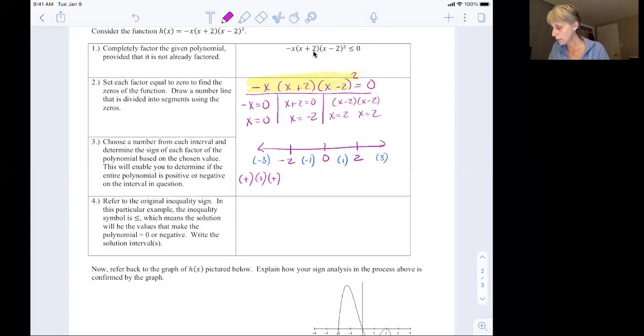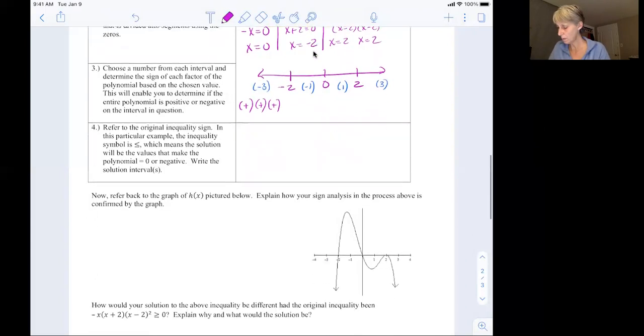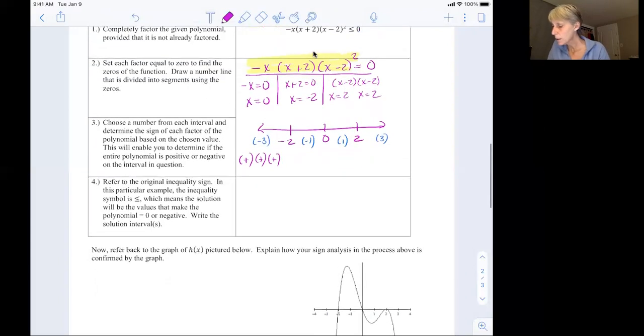I feel like I did something wrong because it doesn't match my picture. Oh, I know what I did wrong. It's right there. Stupid me. Let's go back. Negative, negative 3 is positive. Negative 3 plus 2 is negative. And then a positive. So this is going to be a negative interval.